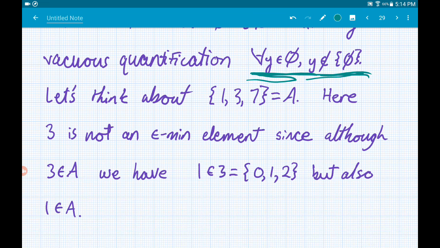Okay. Let's think of a more robust example, I suppose you could call it. Let's think of this set A, which is the set {1, 3, 7}. I claim that 3 is not an in-min element. It is in the set, but there is something which is contained in 3 and also contained in A, namely the number 1. Recall that 3 is equal to the set {0, 1, 2}, and so 1 is in 3. But also 1 is in A, look back at A, and there you have it. So 3 is not an in-min element of the set.